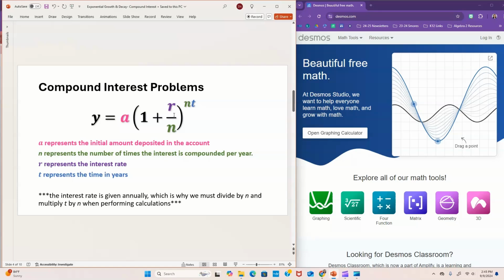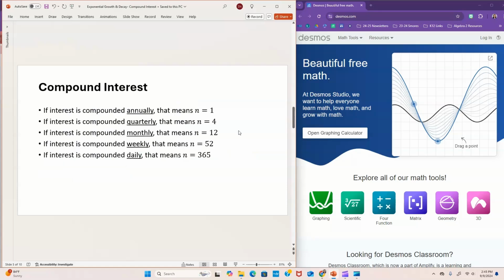And the reason for that is because interest rate is given to us annually, okay? So it's per year. But the compounding may happen more than once per year. So if the compounding happens more than once per year, we have to add in this factor of n that represents the number of times the interest is compounded per year. Also, t in the exponent represents the time in years. Well, if our interest is being compounded more than once in a year, we actually have to add in this factor of n in the exponent also. So that's how we modify our formula.